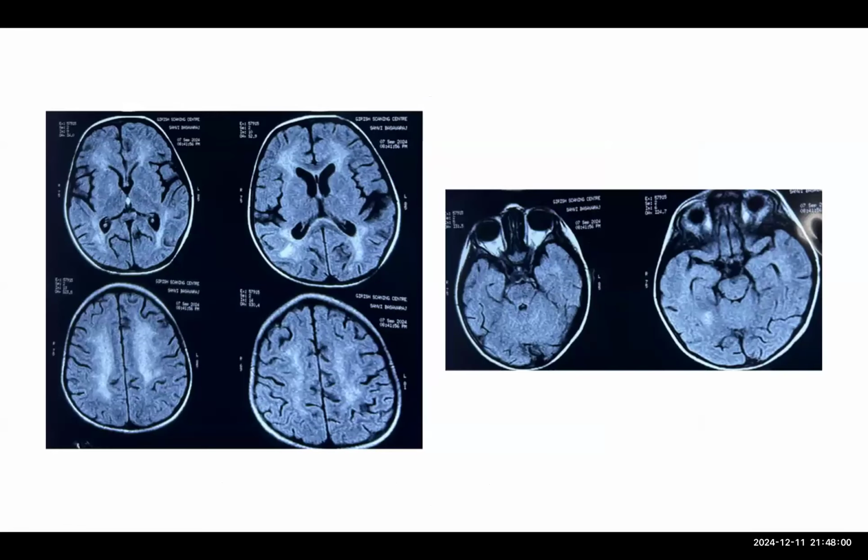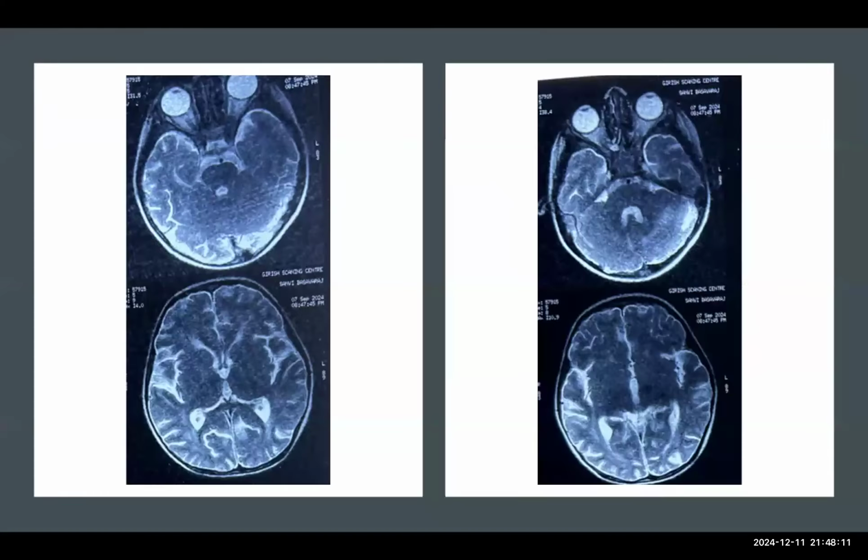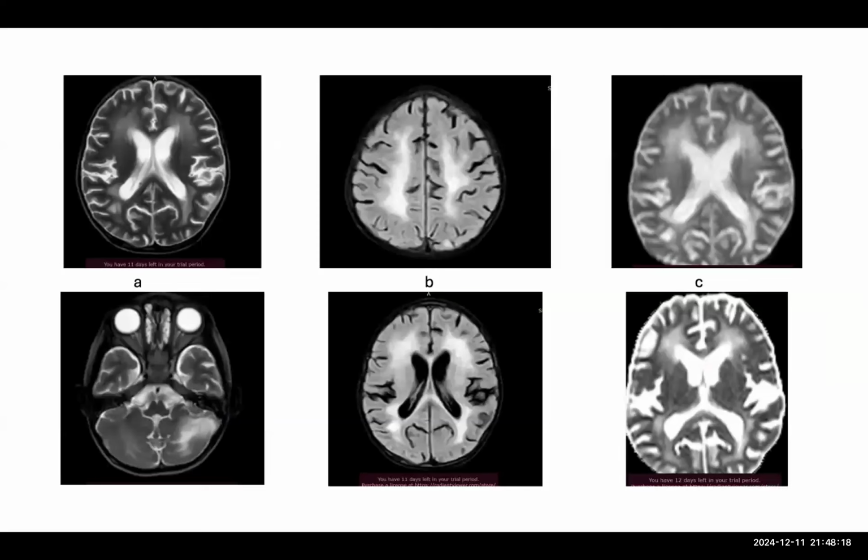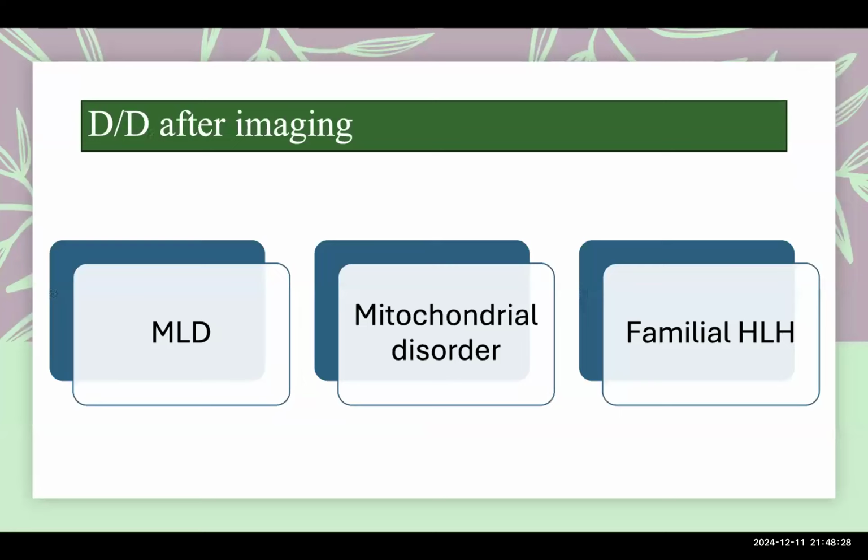This was the MRI that they had done during the first admission, showing FLAIR images with white matter hyperintensities along with periventricular hyperintensities, with T2 images also showing asymmetric involvement of the cerebellum. We repeated the MRI when the child came to our hospital, again showing these hyperintensities in T2 as well as FLAIR as well as diffusion restriction. DDs after imaging were MLD, mitochondrial, and HLH.